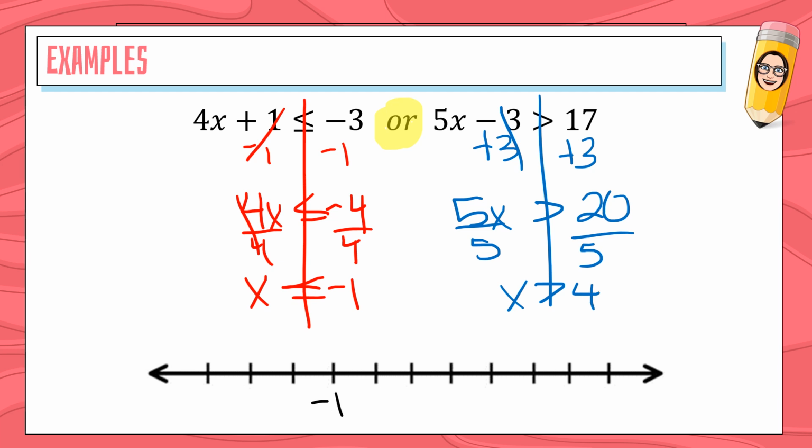All right, there's our two numbers. We've got -1, 0, 1, 2, 3, 4. Please make sure your number line is always correct. -1 gets a solid dot. 4 gets an open dot. Greater than 4 or less than or equal to -1. We're going apart, left or right.